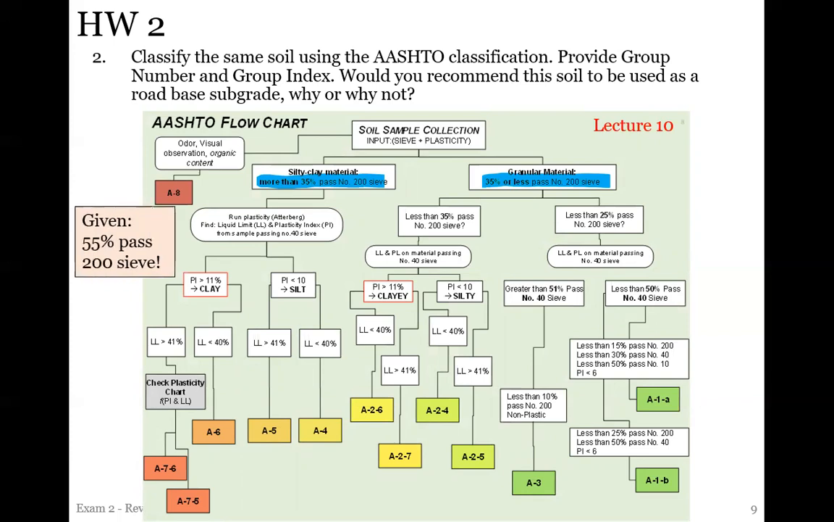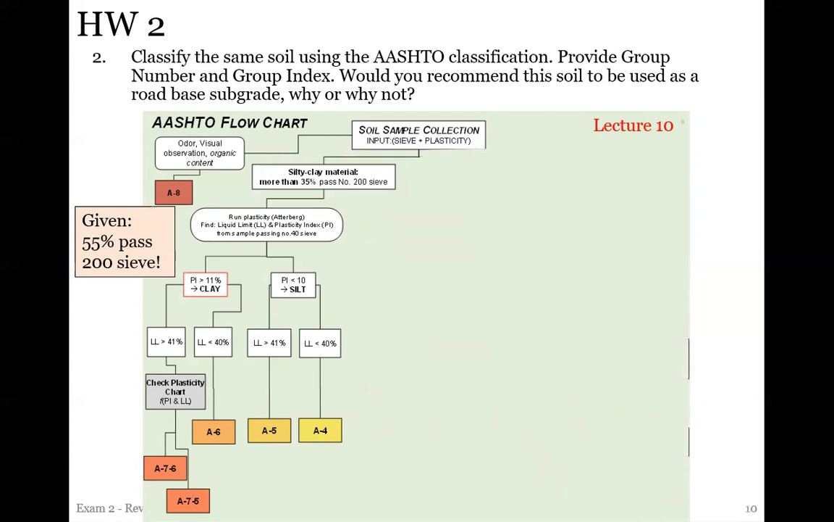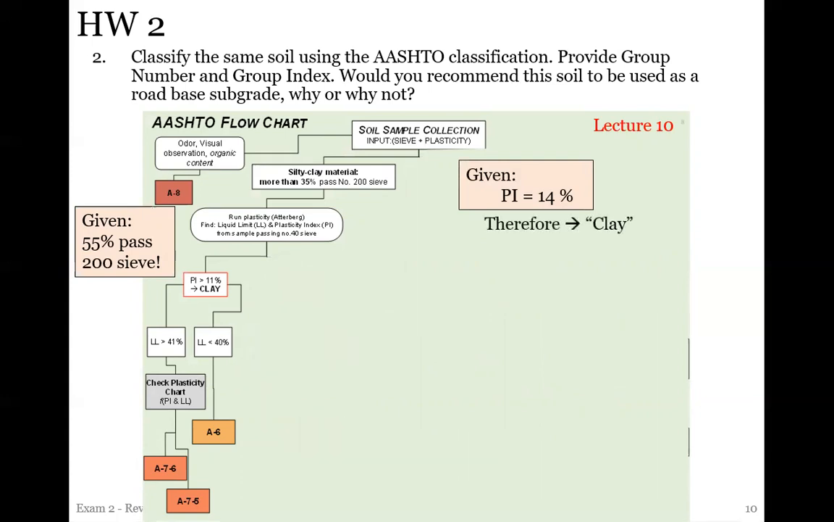What we're given from before, we know that 55% is passing the number 200 sieve. So that means we're only going to look at the left side here since there is more than 35% passing. We're given the PI is 14%, which is greater than 11, so that means it is a clay. That is this area. And then we look at the liquid limit. The liquid limit is 43%, which is greater than 41%. So that means we would check the plasticity chart.